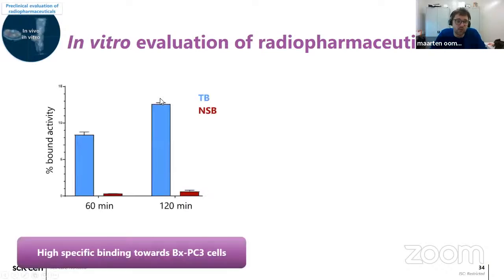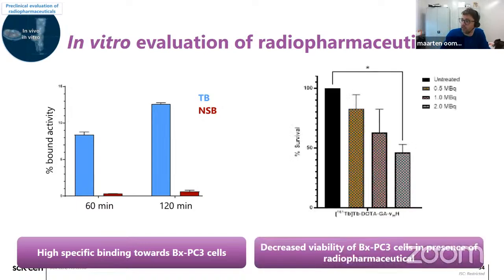The next step is to do some in vitro evaluation. We need to show the specific binding, and we want to confirm that it binds specifically. So we added it to BxPC3 cells, which highly express the target of the nanobody. We could clearly see that we had specific binding in these cells. And if we incubated these BxPC3 cells in the presence of the radiopharmaceutical, we already saw some biological effects.